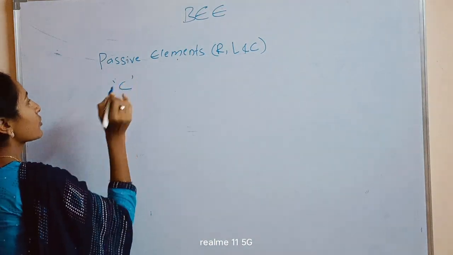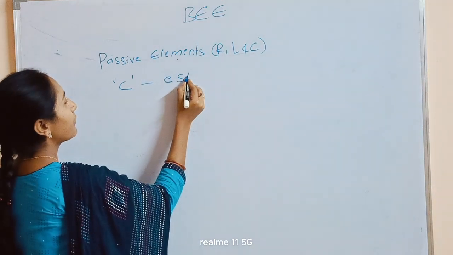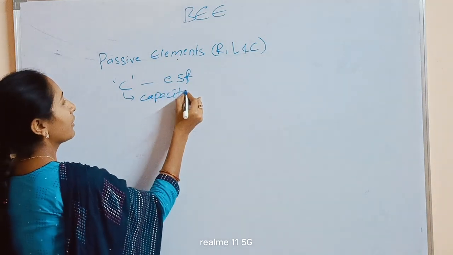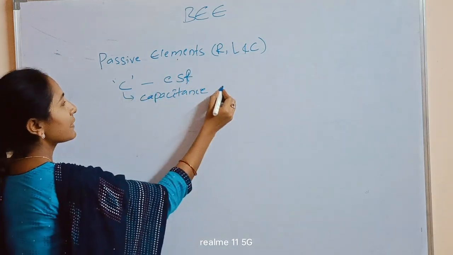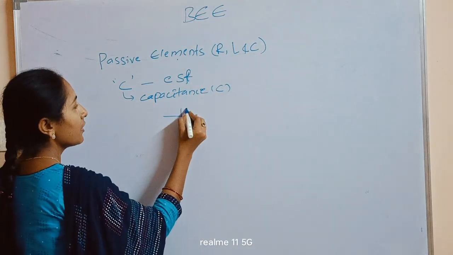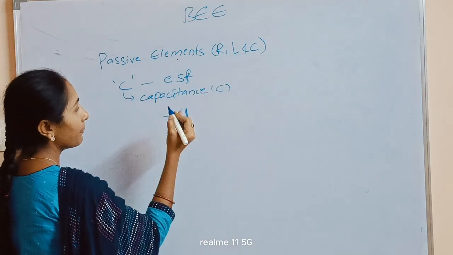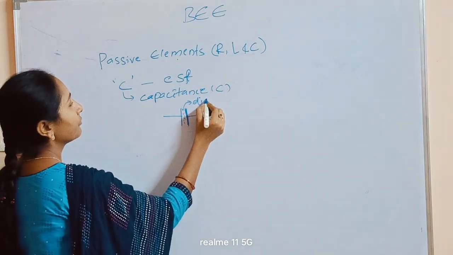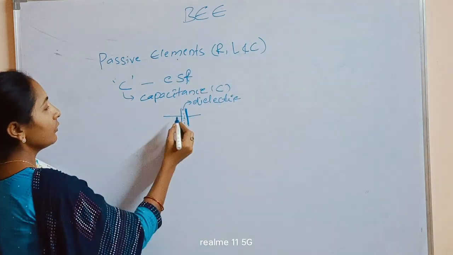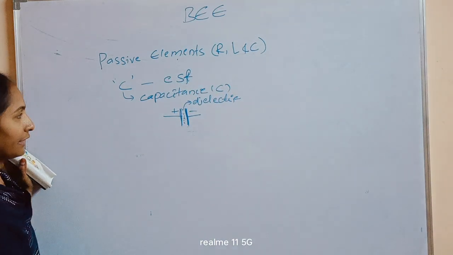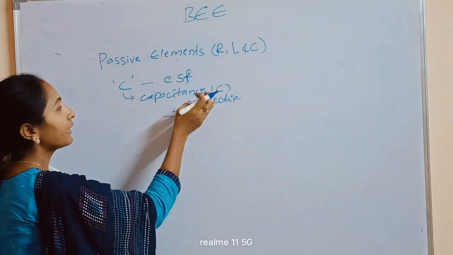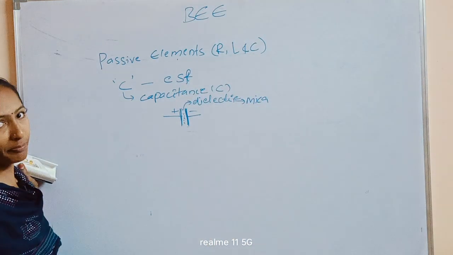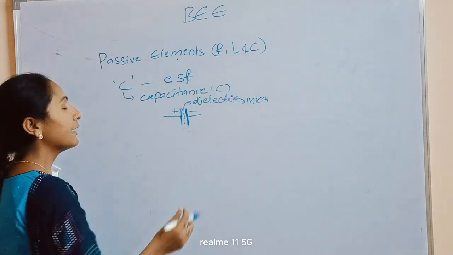The capacitor stores energy in the form of an electrostatic field, and the capacitor property is capacitance. It is denoted with the letter C, and the capacitor symbol is two parallel conducting plates, separated by a dielectric medium. This is the positive polarity, this is the negative polarity. The dielectric medium can be mica, impregnated paper, or chalk dust. These all come under dielectric media.